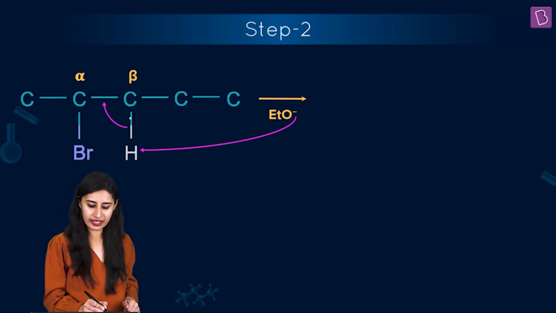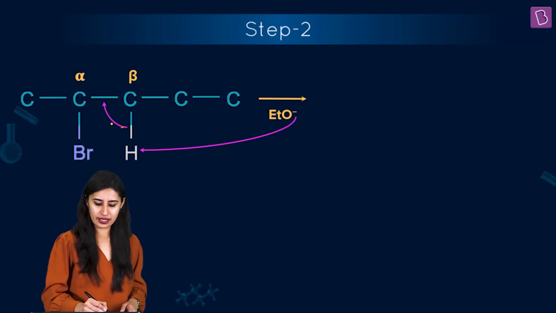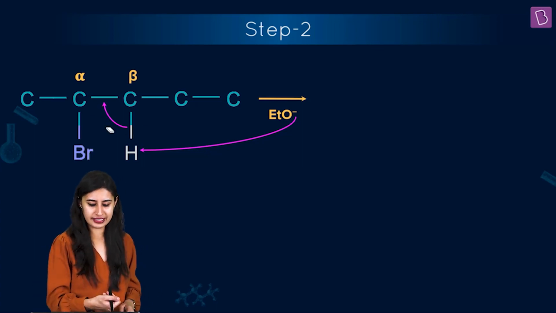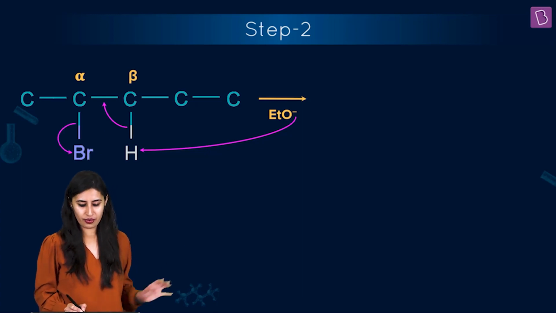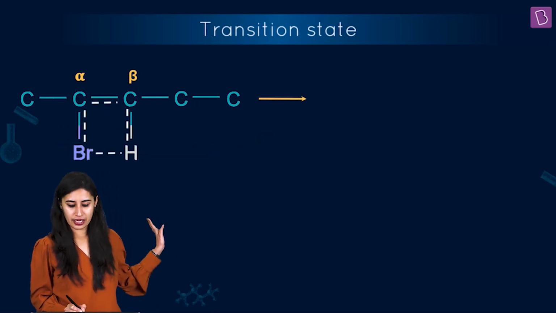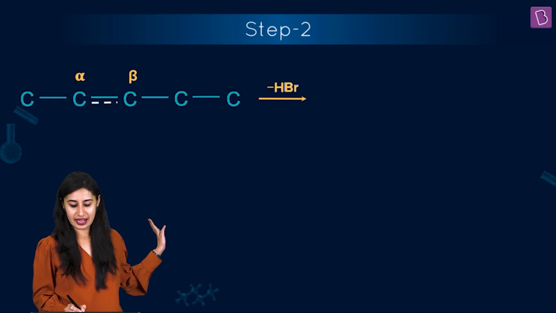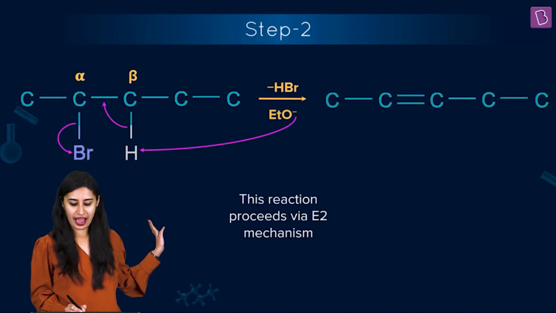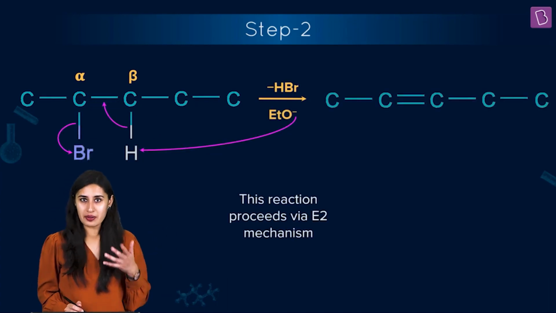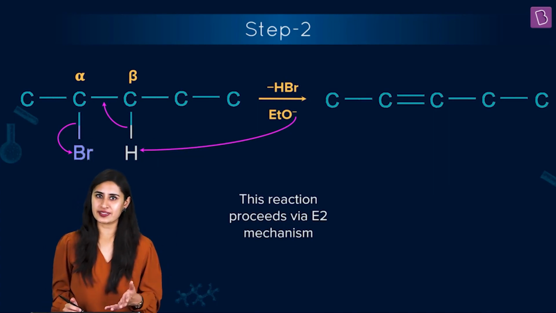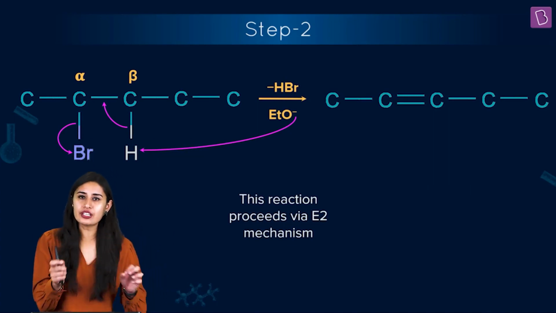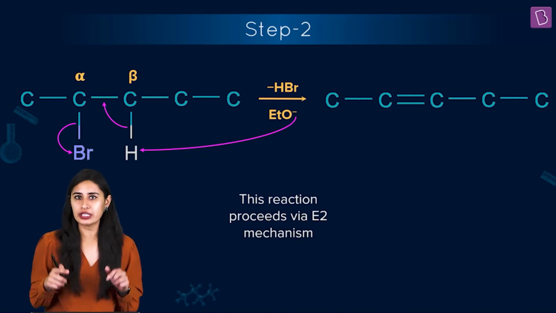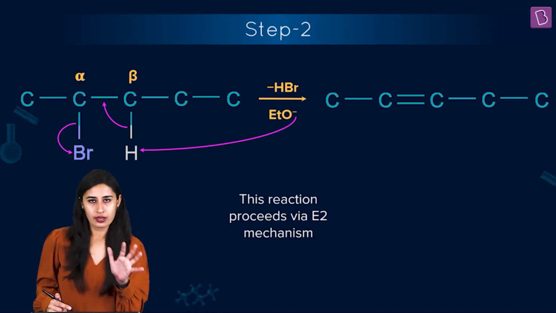Look at this bond that you see between the carbon and hydrogen. You can visualize it like going here and Br minus leaving, right? So the outcome is finally the removal of HBr, and the reaction happens via E2 mechanism, though the elimination mechanism was not the need of this question here, right?